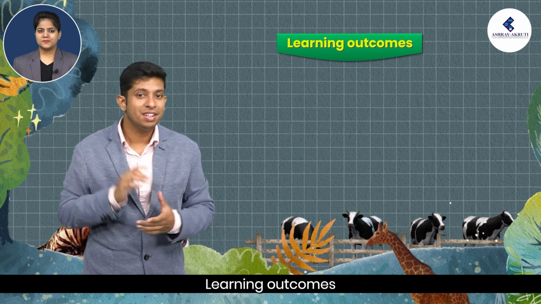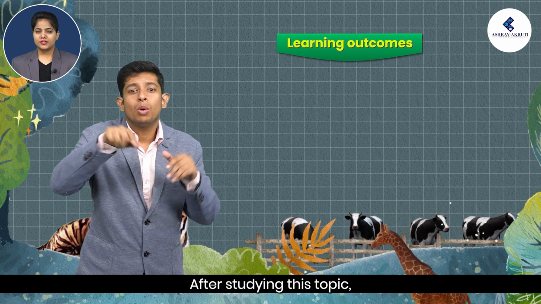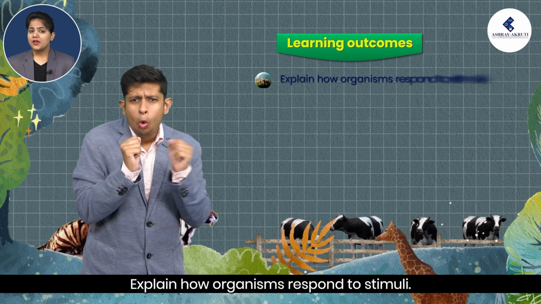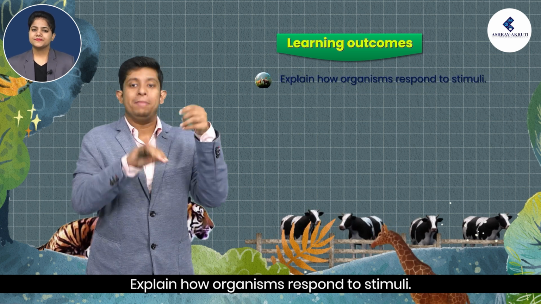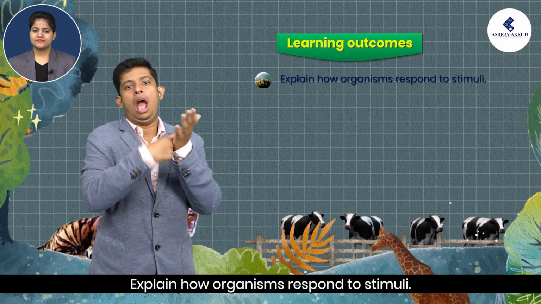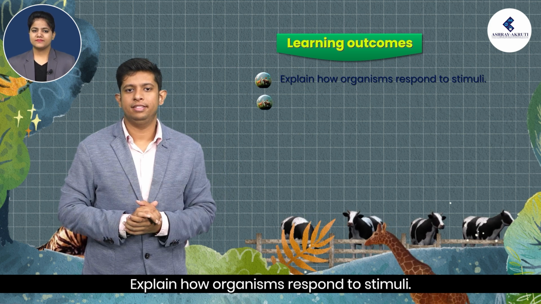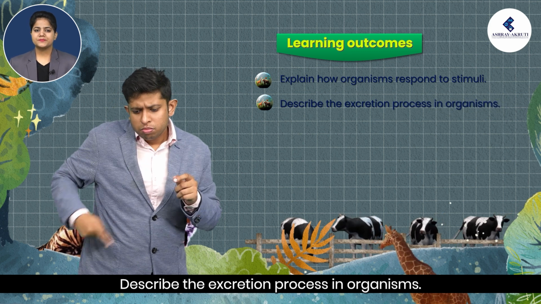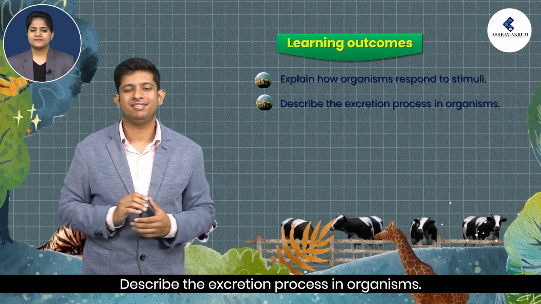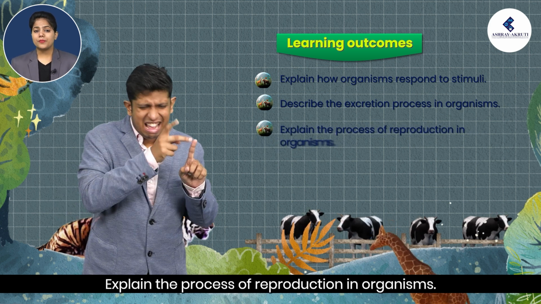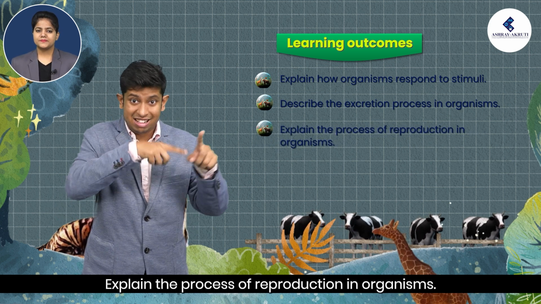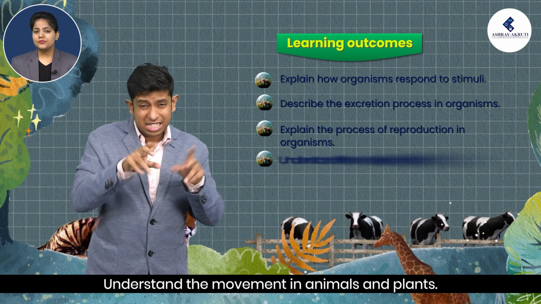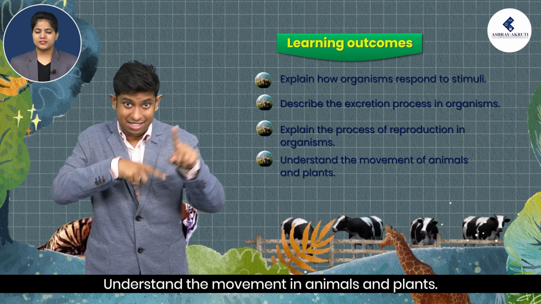Learning outcomes. After studying this topic, you will be able to explain how organisms respond to stimuli, describe the excretion process in organisms, explain the process of reproduction in organisms, understand the movement in animals and plants.